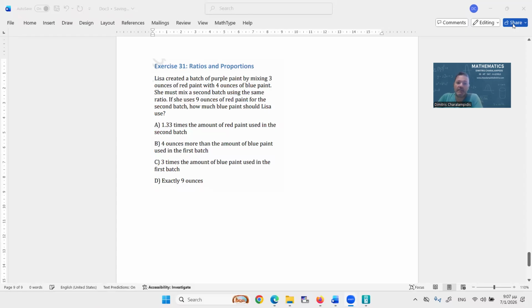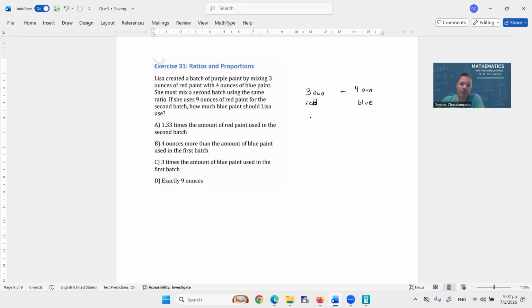Exercise 31. Lisa created a batch of purple paint by mixing 3 ounces of red paint with 4 ounces of blue paint. So, 3 ounces of red and 4 ounces of blue. If she must mix a second batch using the same ratio, and she uses 9 ounces of red paint for the second batch, how much blue paint should Lisa use?